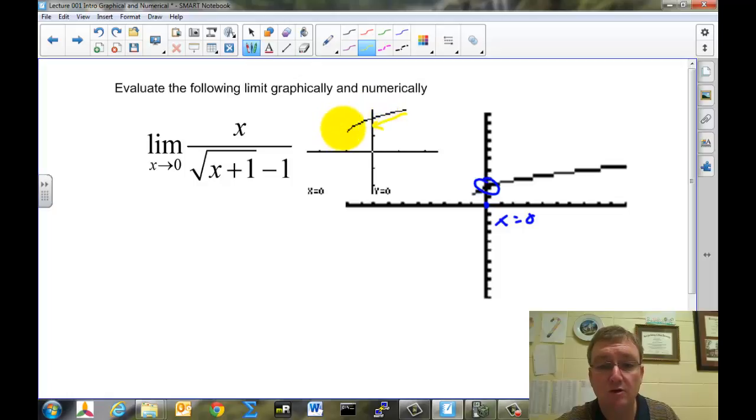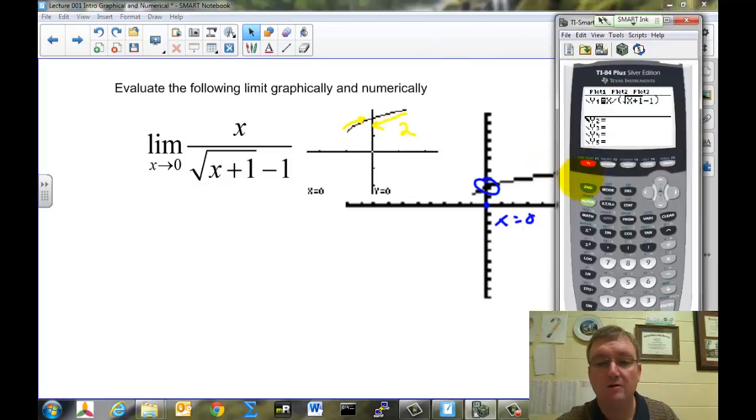If we look from that direction, looks like we might be getting close to the number 2. So if we're looking at this graphically, we say, it looks like we're getting close to the number 2. Would you agree with that? Well, what about looking at it numerically? Let's see what's happening there.